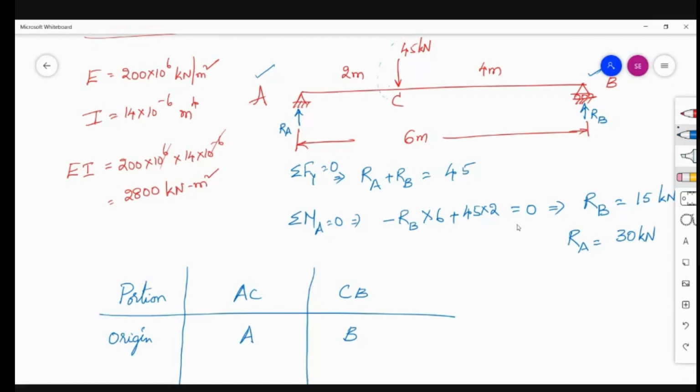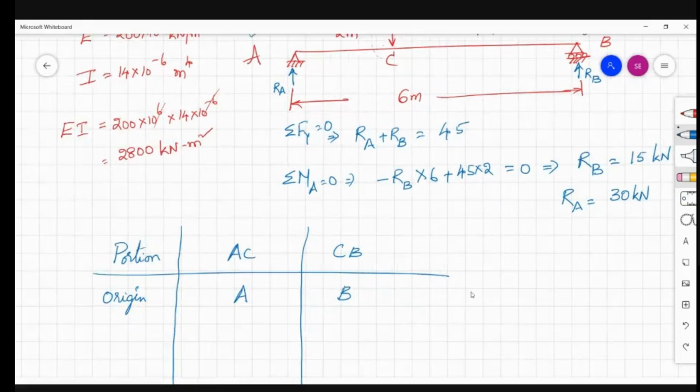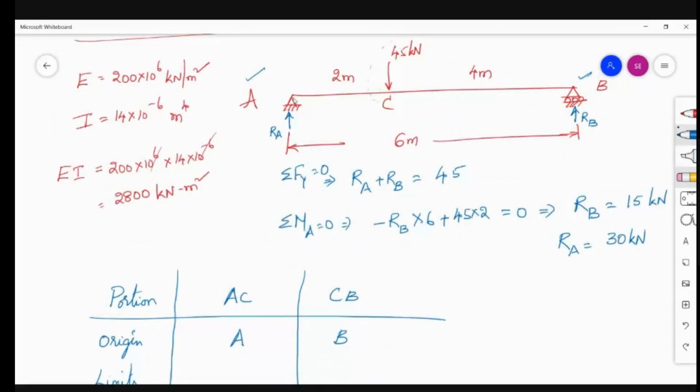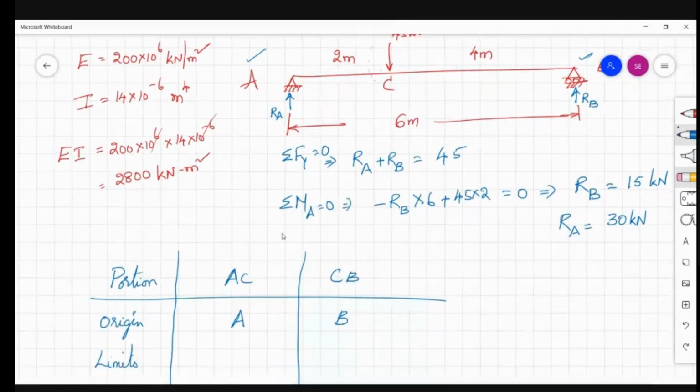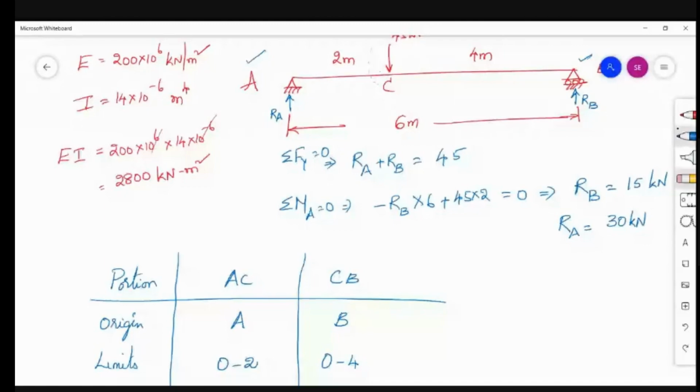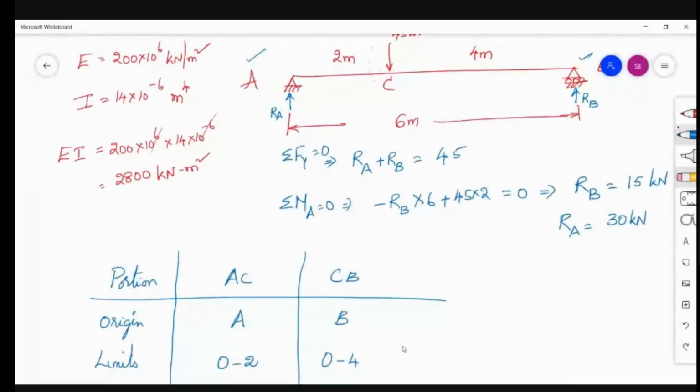If I say origin, for this AC portion, what are the limits? The origin is 0 and the end is C, that is a distance of 0 to 2. So 0 to 2 are the limits of the given portion AC. Similarly for BC, B is the origin, so it has limits of 0 to 4.